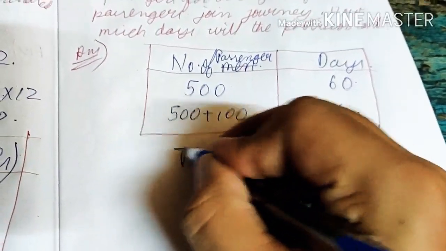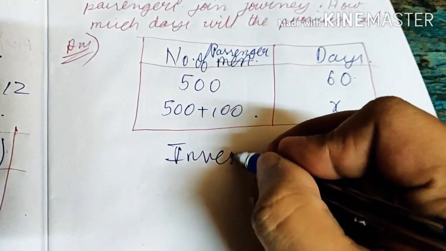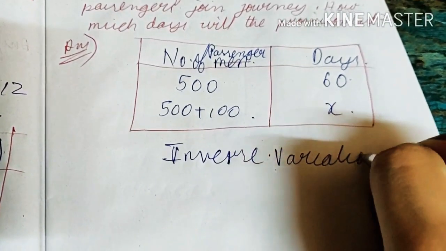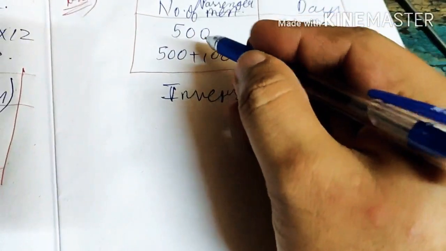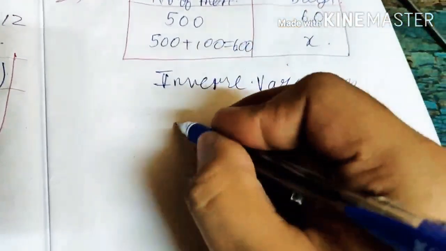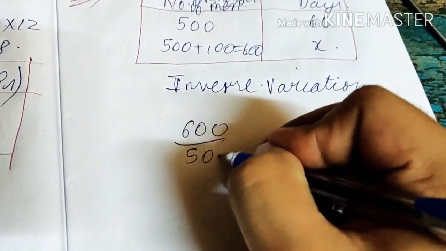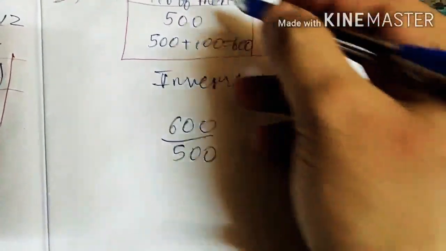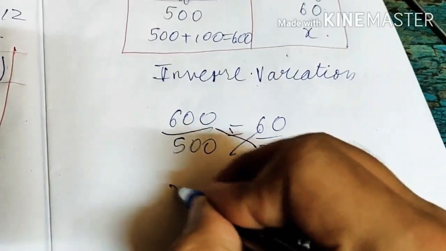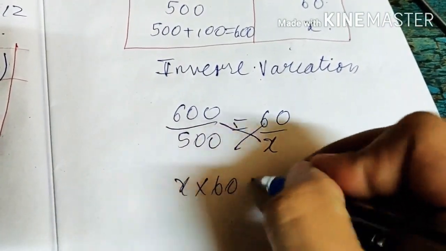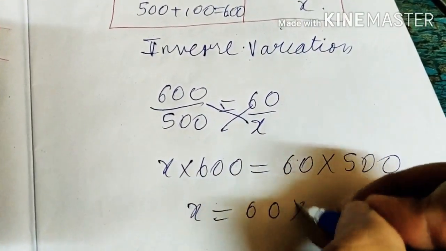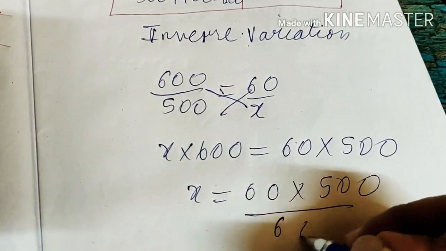So this means it is inverse variation. If number of men increases, then food days will decrease. Inverse variation. And we need to find the number of days. What we can do, we will write this by reciprocating it. It is 600 upon 500. In inverse, we just reciprocate the first column and write the other in the same way, and then cross multiply. So x into 600 equals 60 into 500. X equals 60 into 500 upon 600.